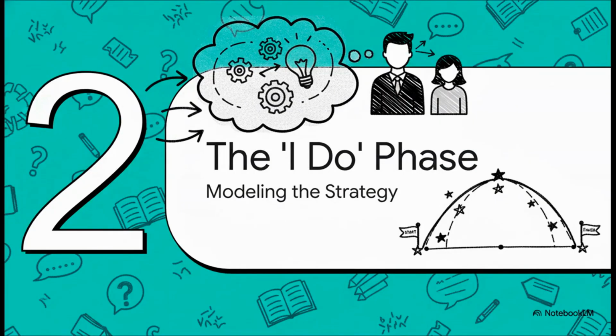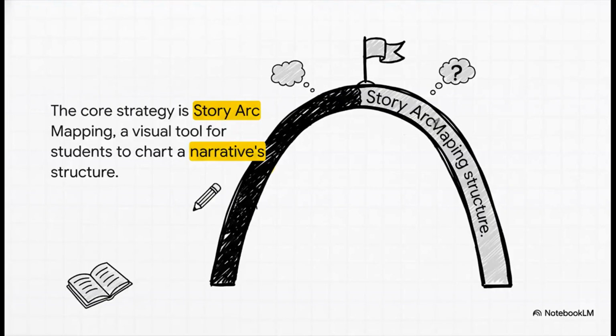Well, like any great lesson, it all starts with the I do phase. This is your time to shine, where you explicitly model the strategy and make your thinking totally visible to your students. And the star of our show today is a strategy called story arc mapping. Let me tell you, this is such a powerful visual tool. It helps kids literally chart a story's structure from beginning to end. It's concrete, it's visual, and honestly, it just works.